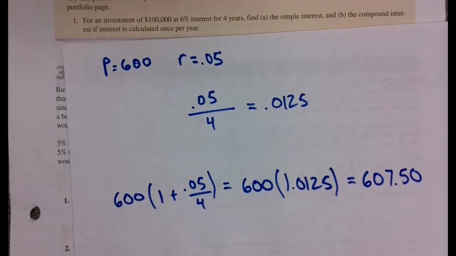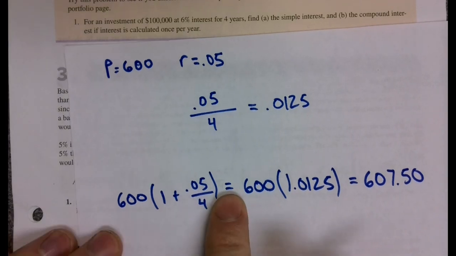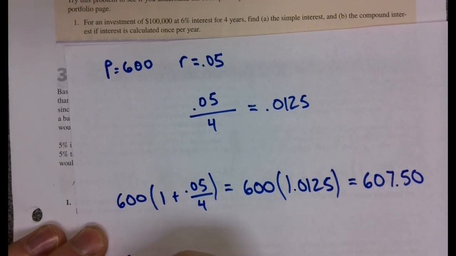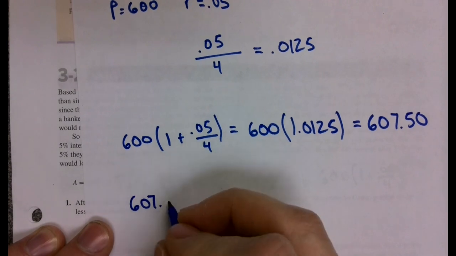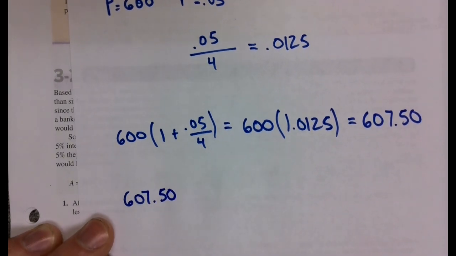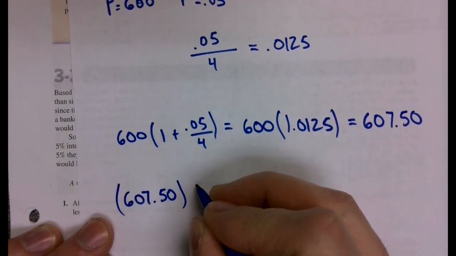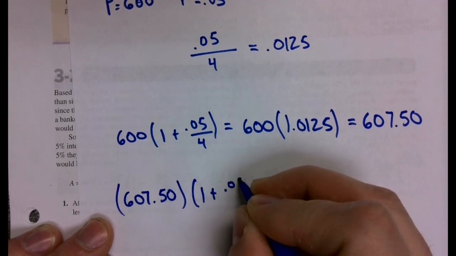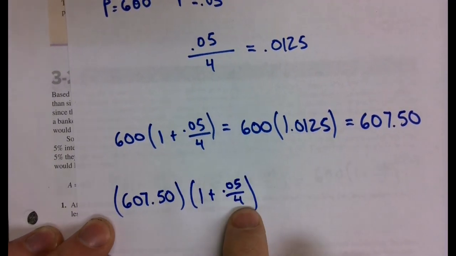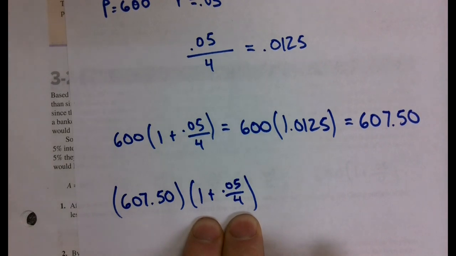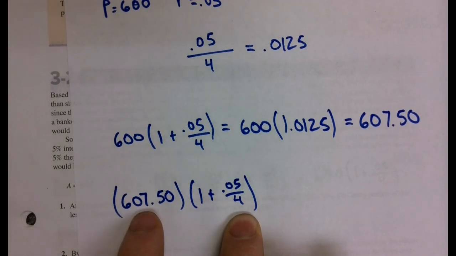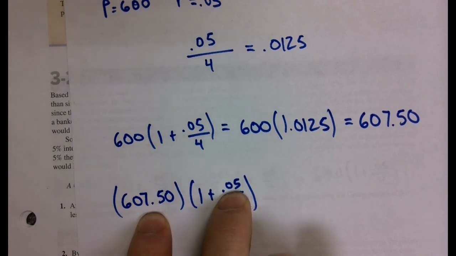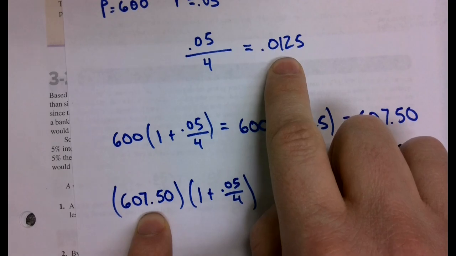So what happens after the second set of 3 months? In other words, halfway through the year, how much would we have? Well, we would do another one of these deposits. So we would take the 607.50 that is currently in your account after the first 3 months, and we do another 1 plus 0.05 divided by 4 times that to get the next 3-month amount. Since we're compounding the interest, you're going to get to earn interest on that $7.50, albeit not at that 5%. Remember, it's the 0.0125.